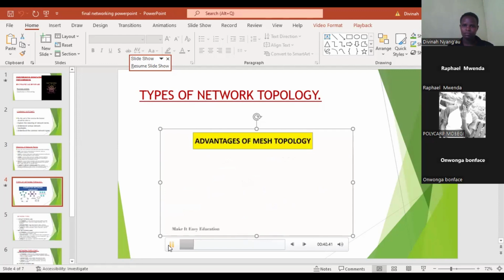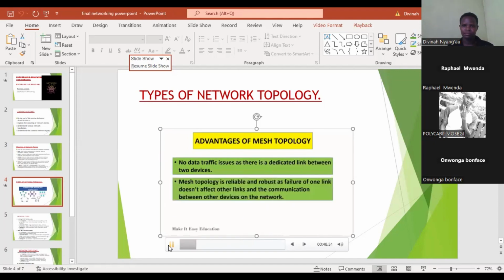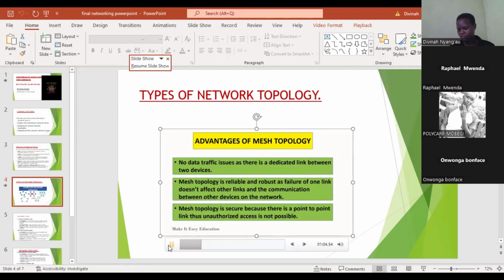Advantages of mesh topology. No data traffic issues, as there is a dedicated link between 2 devices. Mesh topology is reliable and robust, as failure of one link doesn't affect other links and the communication between other devices on the network. Mesh topology is secure because there is a point-to-point link, thus unauthorized access is not possible. Fault in the network is diagnosed easily.